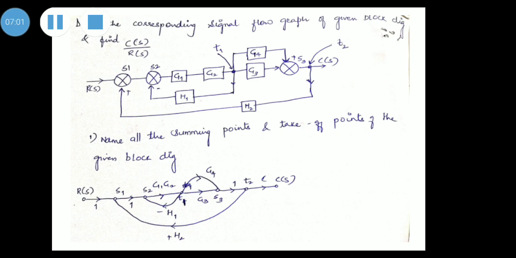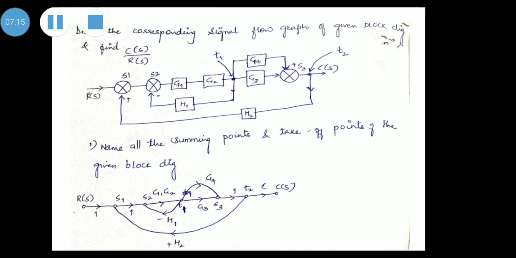So we'll name all the summing points and take off points of the given block diagram. R of S is input. C of S is output. Then S1 is one summing point. S2 is one summing point. Then two blocks are in series, G1 and G2, combined G1 G2. Then this is take off point. This is the point where G3 and G4 are in parallel. Then this is summing point. Then these are the loop gains.